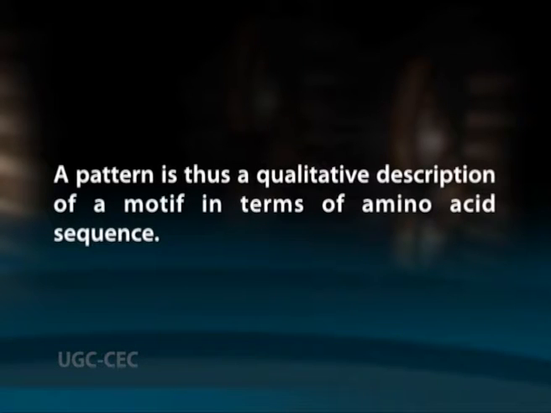Since these regions are conserved, they may be recognized by the presence of a particular sequence of amino acids, and this is an example of a pattern. A pattern is thus a qualitative description of a motif in terms of amino acid sequence. Sequence motifs are short recurring patterns in DNA or protein that are presumed to have a biological function and have become increasingly important in the analysis of gene regulation.